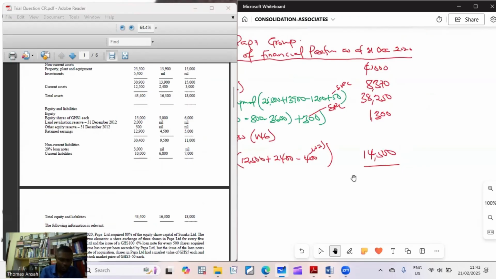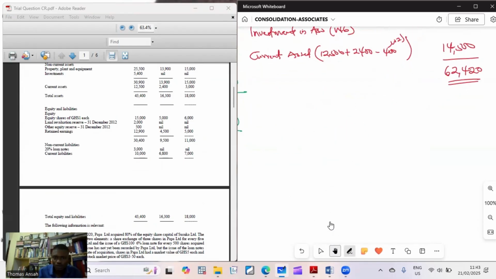So 12,000, 14,000 plus 1,003 plus 38,250 plus 8,370. It gives me 62,420. So that is the balancing figure I'm going to be looking for. All right. So now let's go to the equity side. We are doing balance sheet.